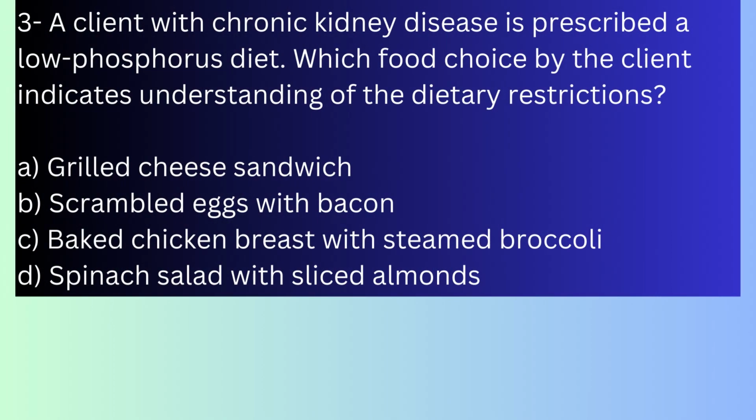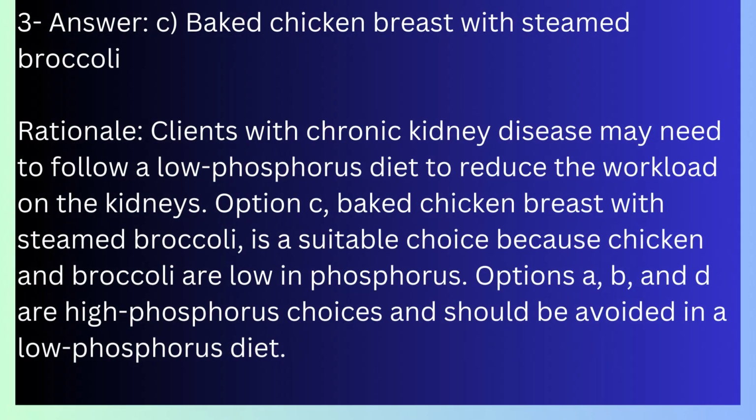Question 3. A client with chronic kidney disease is prescribed a low-phosphorus diet. Which food choice by the client indicates understanding of the dietary restrictions? A. Grilled cheese sandwich. B. Scrambled eggs with bacon. C. Baked chicken breast with steamed broccoli. D. Spinach salad with sliced almonds. Answer. C. Baked chicken breast with steamed broccoli.